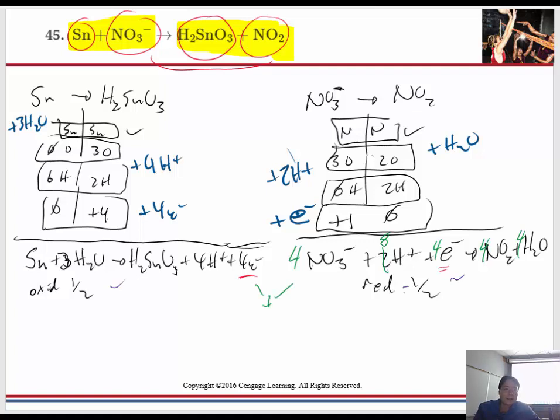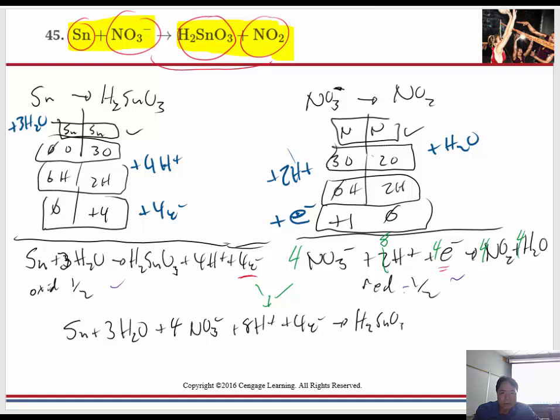The electrons are balanced. And so this is going to give us Sn plus 3H2O. That's the reactants on the oxidation half reaction, plus the reactants on the reduction half reaction, 4 nitrates plus 8H+ plus 4 electrons. Okay, then let's add up the products. The products on the oxidation half reaction are going to be H2SnO3 plus 4H+ plus 4 electrons. Okay, and then the reduction half is going to give us plus 4 NO2s plus 4 H2O.